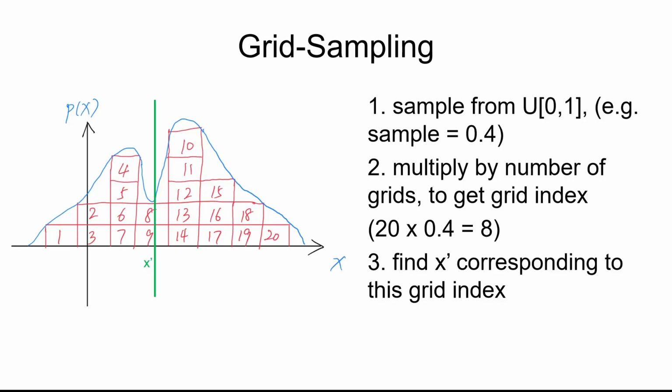In this case, we divide the area under the curve into 20 blocks, and because each one has the same area, we can say that the probability of sampling each block is equal in this case. So to do that, because we want to pick any one block out of these 20 blocks, we can sample uniformly from this.